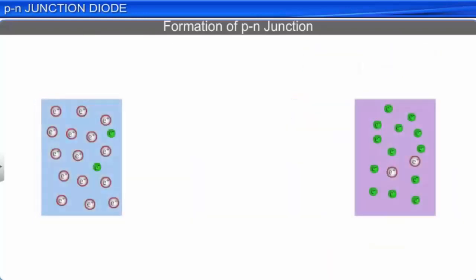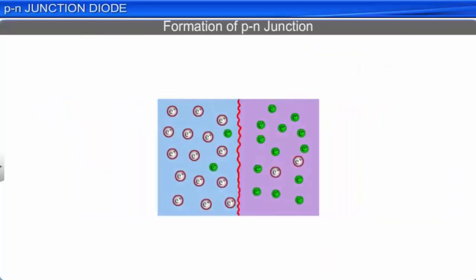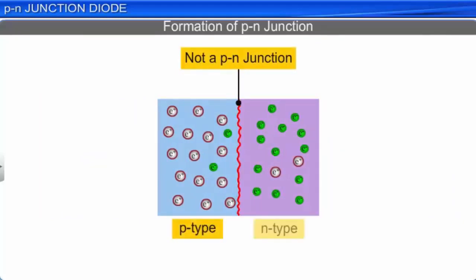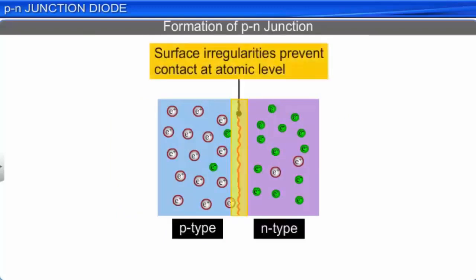It is important to note that a p-n junction cannot be formed by joining two separate pieces of p-type and n-type semiconductors, because of the surface irregularities of the two different crystals and because such continuous contact at an atomic level is not possible. If such a junction is formed, the junction would not be continuous and would therefore inhibit the flow of the charge carriers.